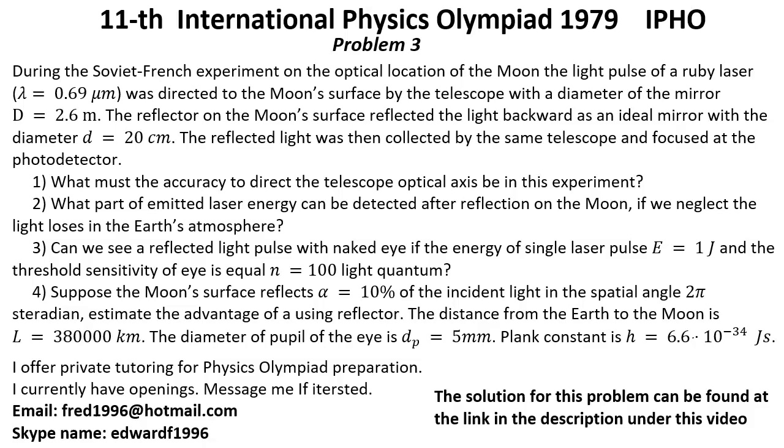Question number 4. Suppose the Moon's surface reflects alpha equal 10% of the incident light in the solid angle 2 pi steradian. Estimate the advantage of using a reflector. The distance from the Earth to the Moon is 380,000 kilometers. The diameter of a pupil of the eye is d equal 5 millimeters. Planck constant is h equal 6.6 multiplied by 10 power negative 34 joule second.